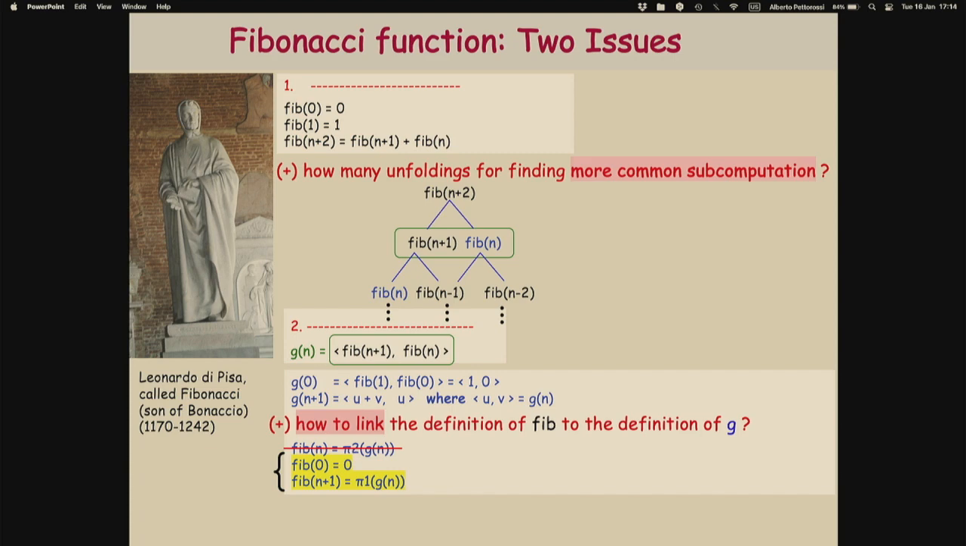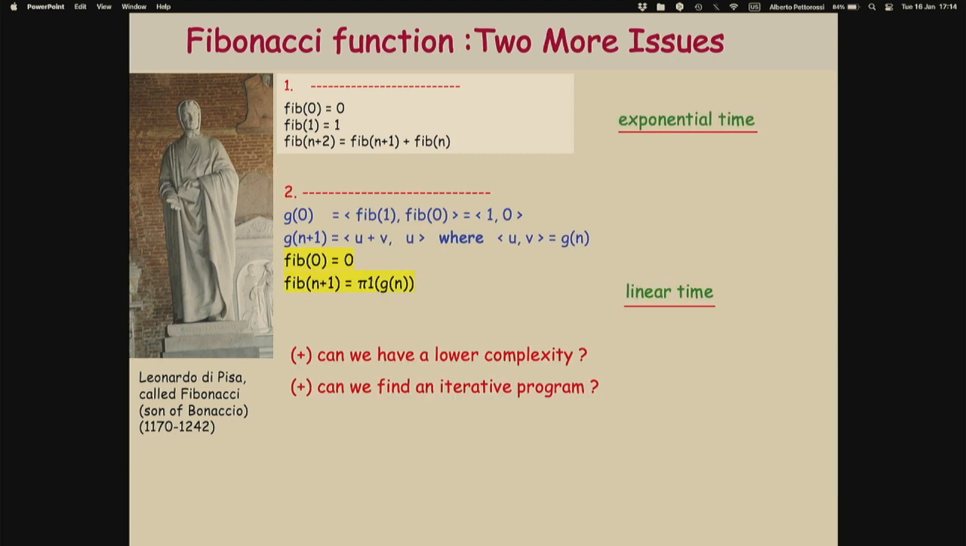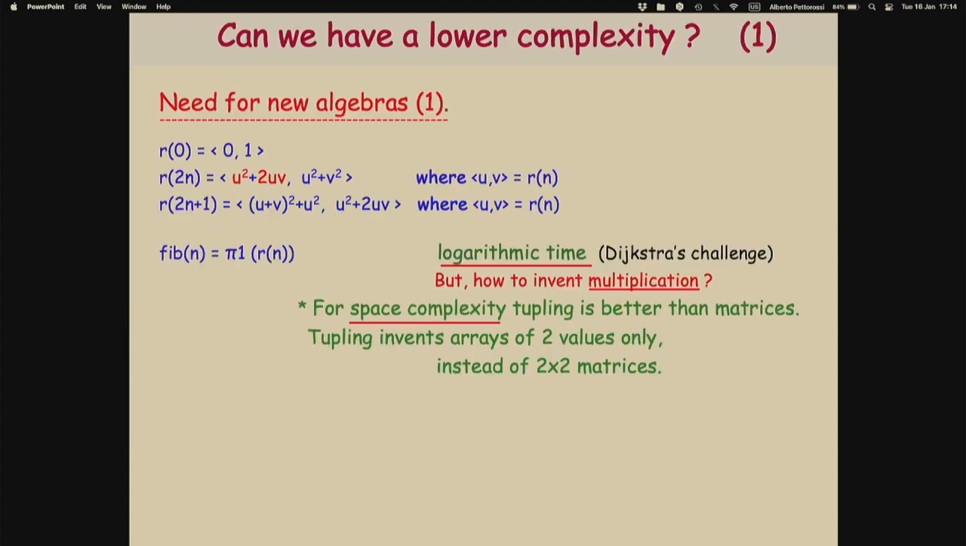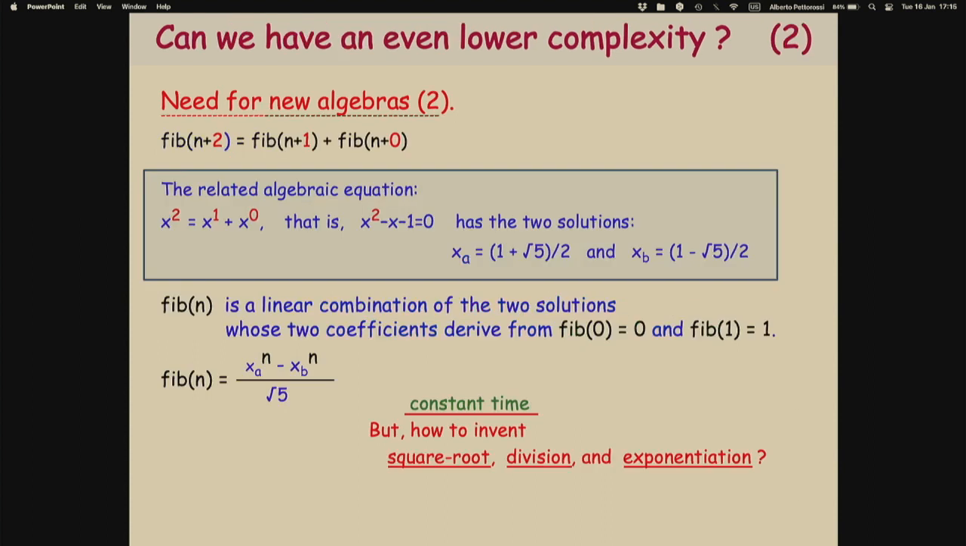So far, exponential time, linear time. Can you have lower complexity? Yes, if you change the algebra. If you allow yourself the knowledge of multiplication and squaring, then you get down to logarithmic time. We will go to the Dijkstra challenge. And then if you allow yourself also the exponential, you go to constant time. The phi of n is these 2 values, these 2 roots, etc. It's just this exponential. So in one go, you get the value of phi.